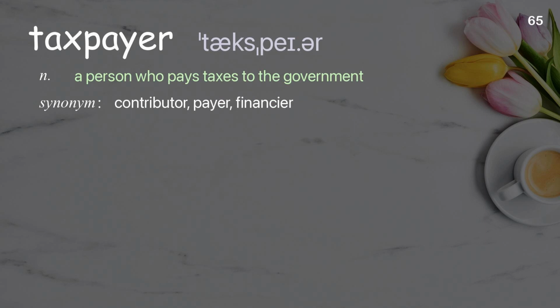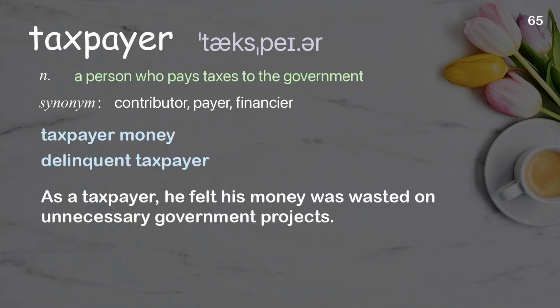Taxpayer. A person who pays taxes to the government. Examples: Taxpayer money. Delinquent taxpayer. As a taxpayer, he felt his money was wasted on unnecessary government projects.